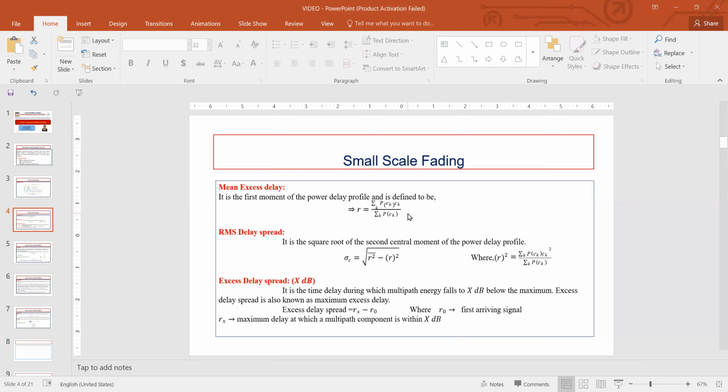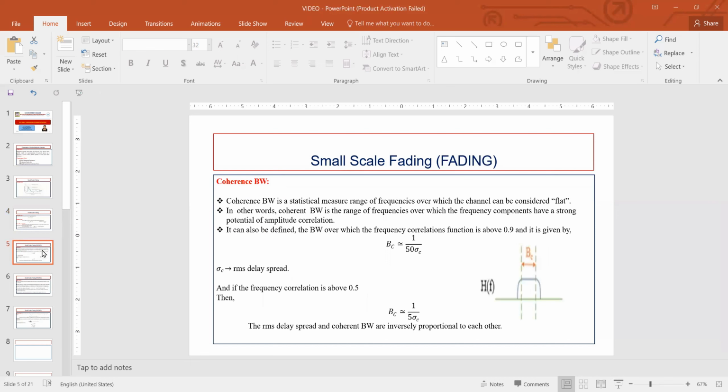So what is this maximum excess delay? It is represented as the time delay during which multipath energy falls to X dB below the maximum level. So it is nothing but the difference between the first arriving signal, that is tau 0, and the maximum delay at which the multipath component is within X dB of the strongest arriving multipath signal. So this is also defined as the temporal extent of the multipath which is above a particular threshold. The X dB level can be minus 20 dB, and this should be the threshold level.